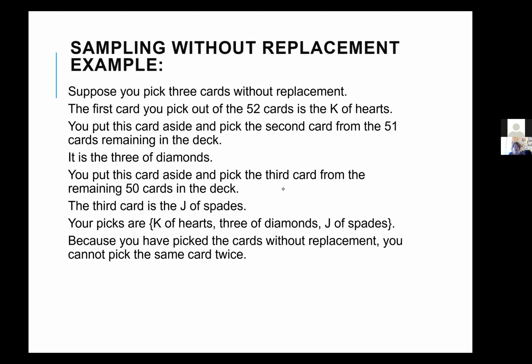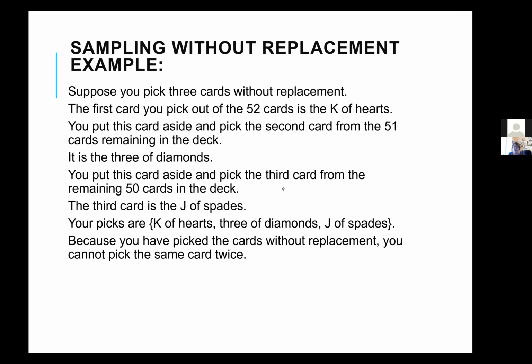So the second card, the 3 of diamonds, the probability of you drawing a 3 of diamonds has been affected by the fact that you've taken a card out of the deck and you didn't replace it. So you set this card aside. So now you've got only 50 cards in your deck. So you've changed your sample size again. So now you pick a third card and you get the Jack of Spades. So your picks were the King of Hearts, the 3 of diamonds, and the Jack of Spades.